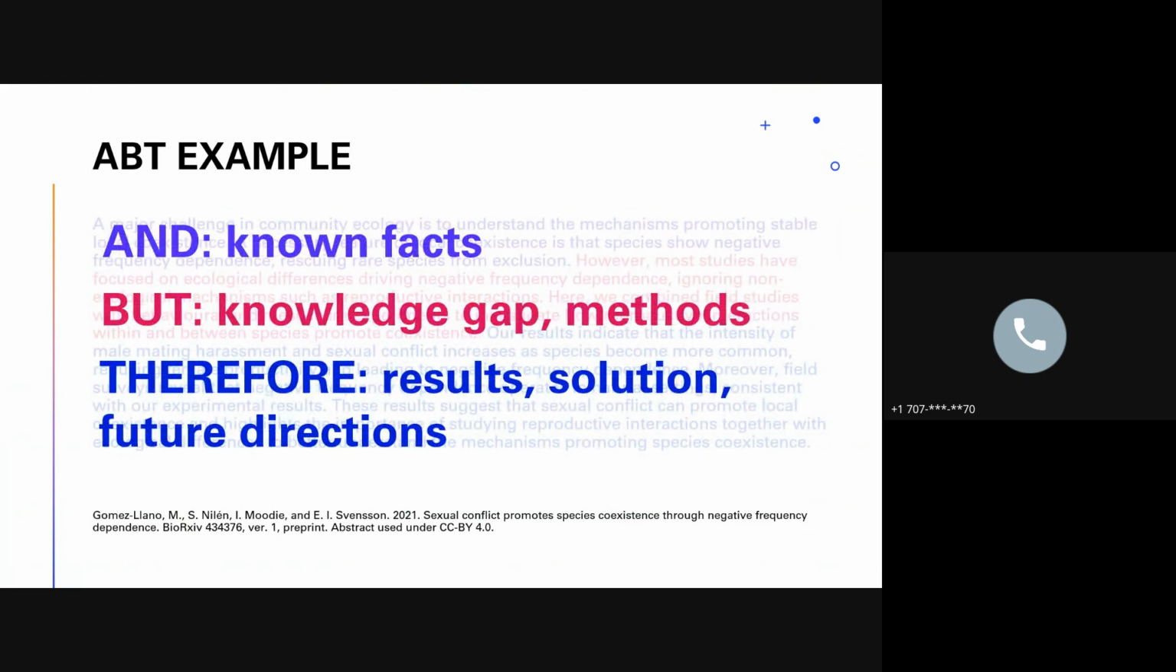So we really see the and is the known facts, the but is the knowledge gap and the methods, and the therefore is the result, solution, and the future direction.